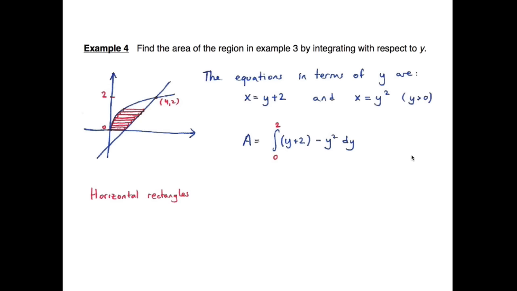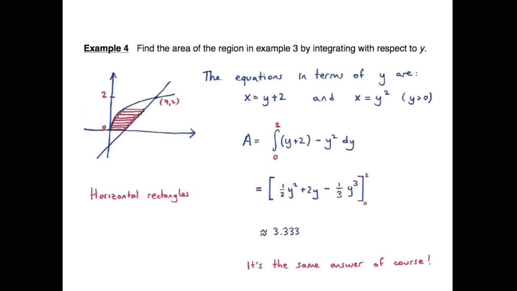But from here on, it's not hard anymore. It's just a polynomial. So the integral is half y squared plus 2y minus 1/3 y cubed. We substitute y equals 2 and y equals 0, and we find, obviously, the same answer.